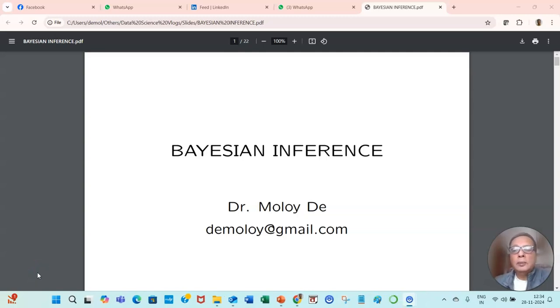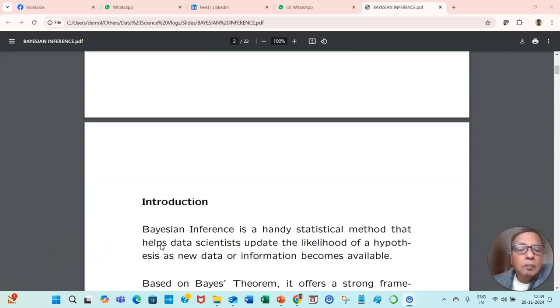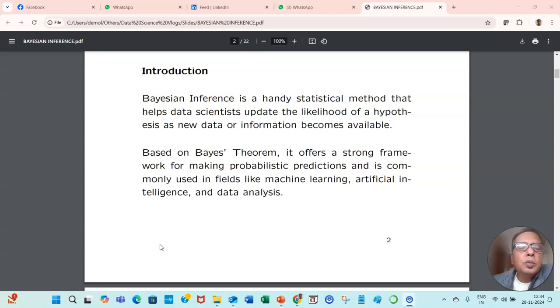Hello friends, good day. Today I will talk about application of Bayesian inference in data science. Let me start with introduction.